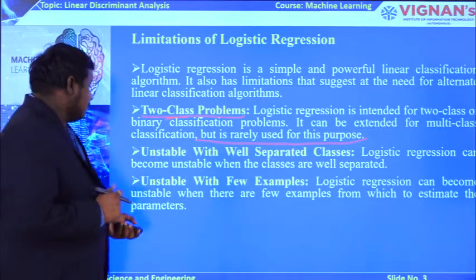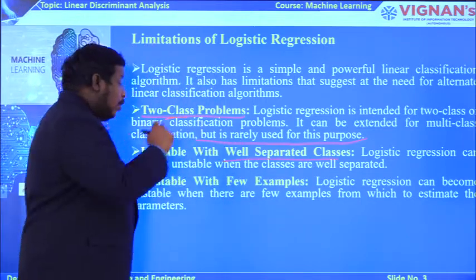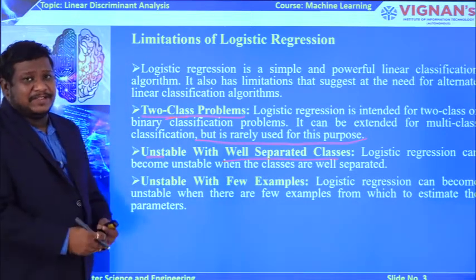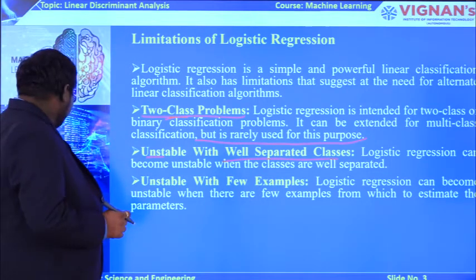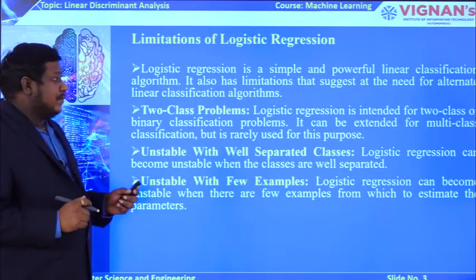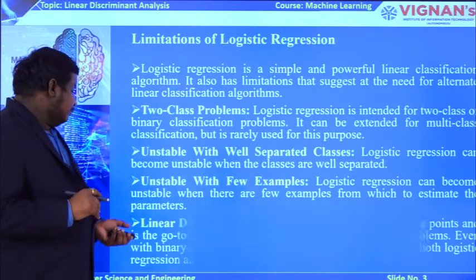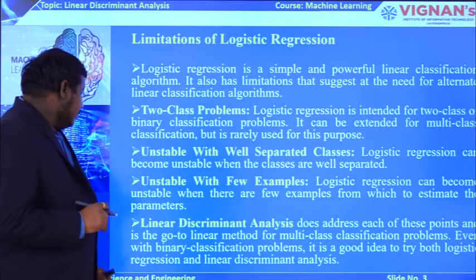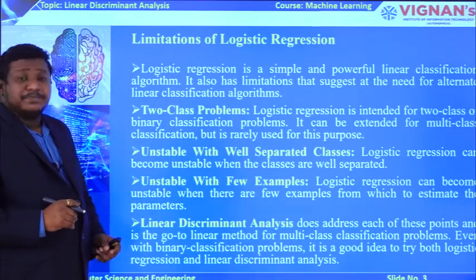The second one is unstable with well-separated classes. Logistic regression can become unstable when the classes are well separated. The third one is unstable with very few examples. When the number of examples is very few, logistic regression cannot be implemented successfully. Linear discriminant analysis does address each of these points and is the go-to linear method for multi-classification problems.